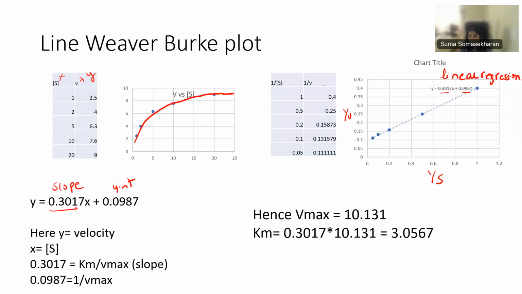Now, if the substrate concentration was in molar, then my Km value will have the unit of molar, and if the time is in seconds, then the velocity will be in molar per second. So that concludes this lecture.